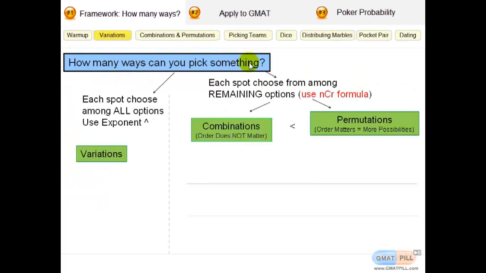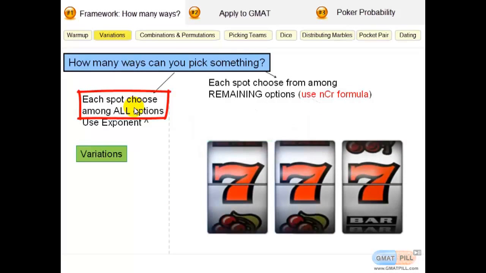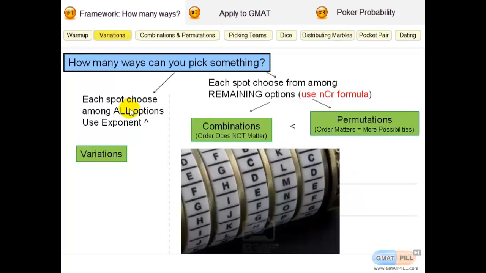How many ways can you pick something? Well, this question can be divided into 2 major parts. One part is when you pick something and then you can pick it again. So for example, if you think about a slot machine, the first slot you can pick out of so many different symbols and values. That second slot you can pick from the same number of values, and same with the third one, and so on. When you create a password for a login, your first character you can choose from A to Z. That second character can also be chosen from A to Z.